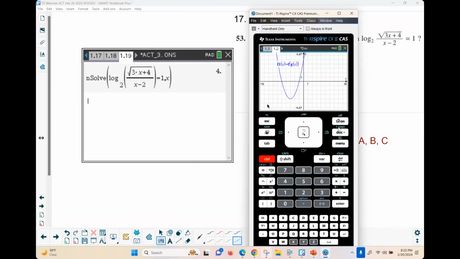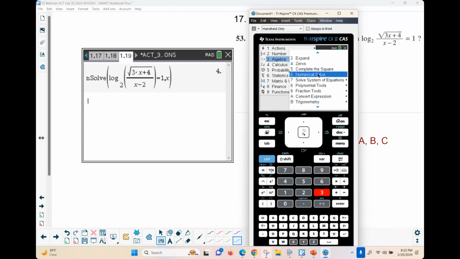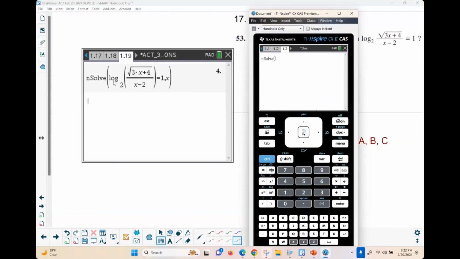So I'll go ahead and add a page, and it'll be a calculator page. And so under menu and algebra, oops, try that again. Menu, algebra, numerical solve is number 6 on my calculator, and I'm using a CAS, by the way. And then I would just type it as you see it, okay?